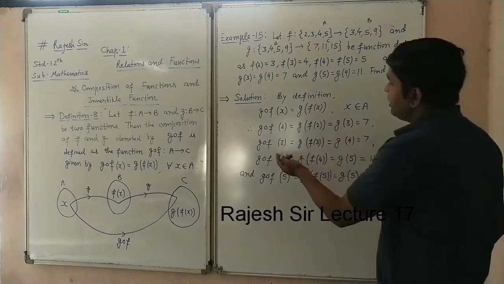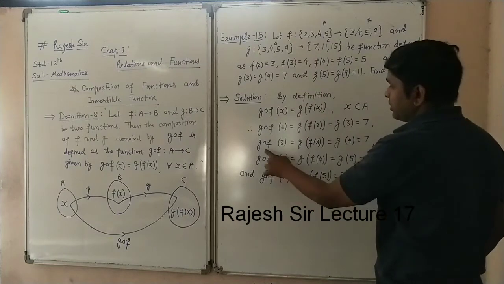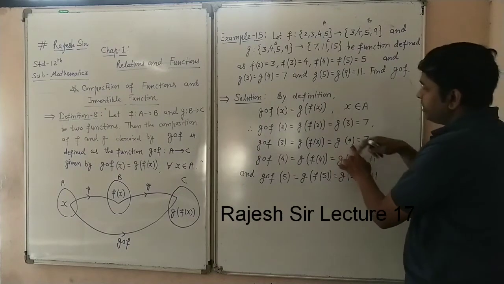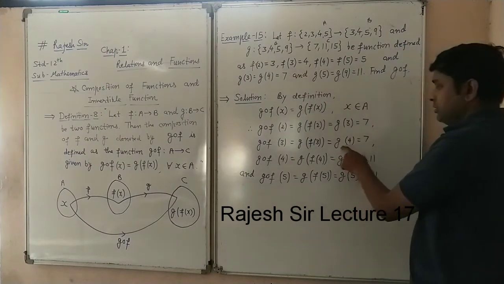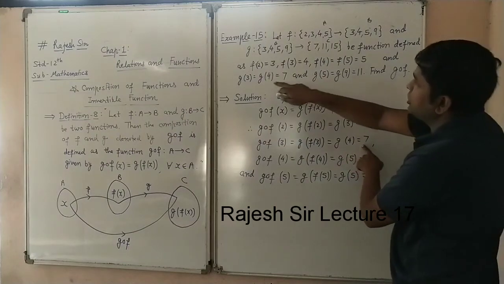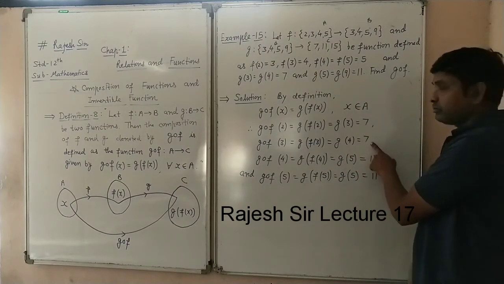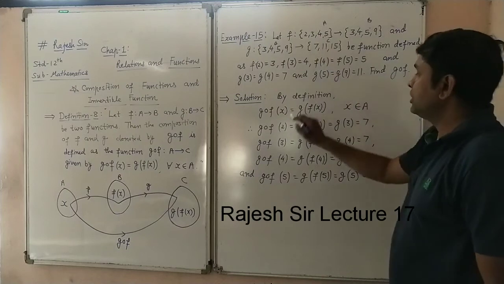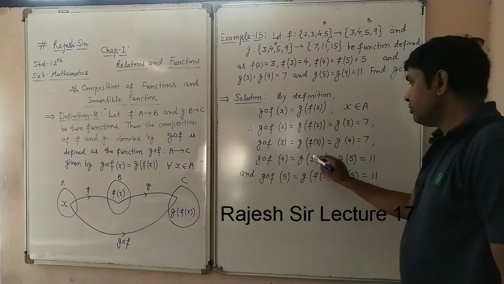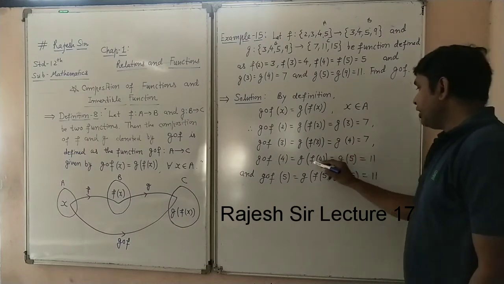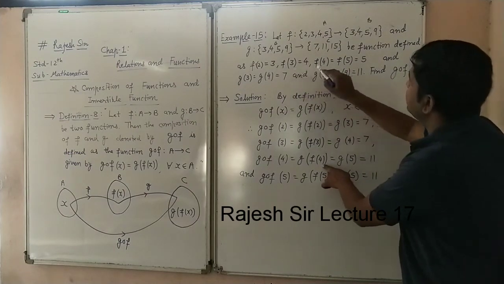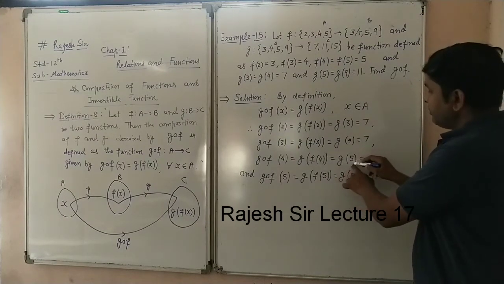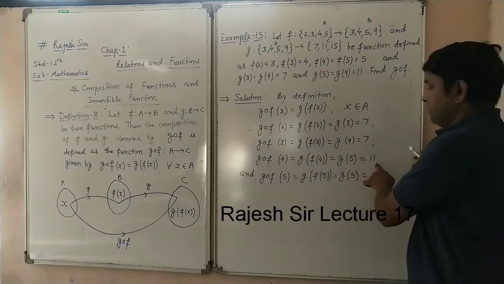Understood? In a similar way, for the next value x equals 3, we put gof(3) can be written as g(f(3)). f(3) is, again from the question, 4. Then g(4) is given in the question, g(4) is 7, so 7 is the value. Similarly, for the third value of A, x equals 4, gof(4) can be written as g(f(4)). The f(4) value here is 5. So in place of f(4) it is 5. Then g(5) is also in the question, g(5) is 11, so 11.